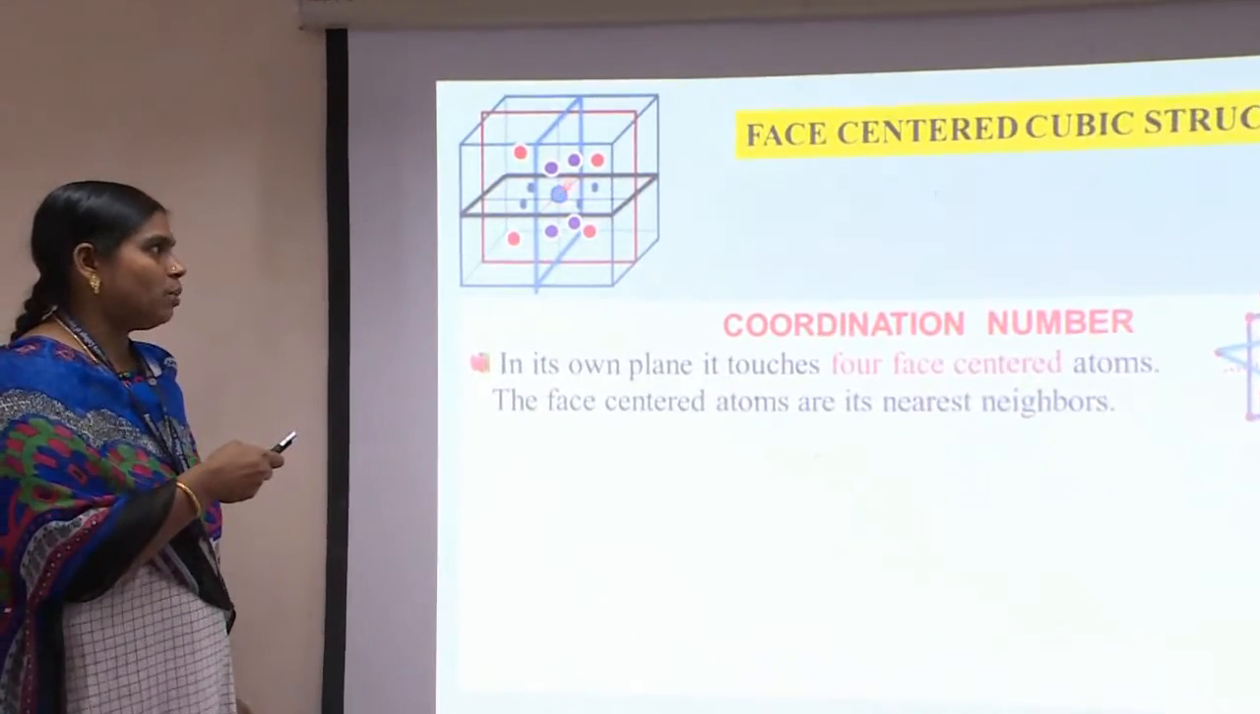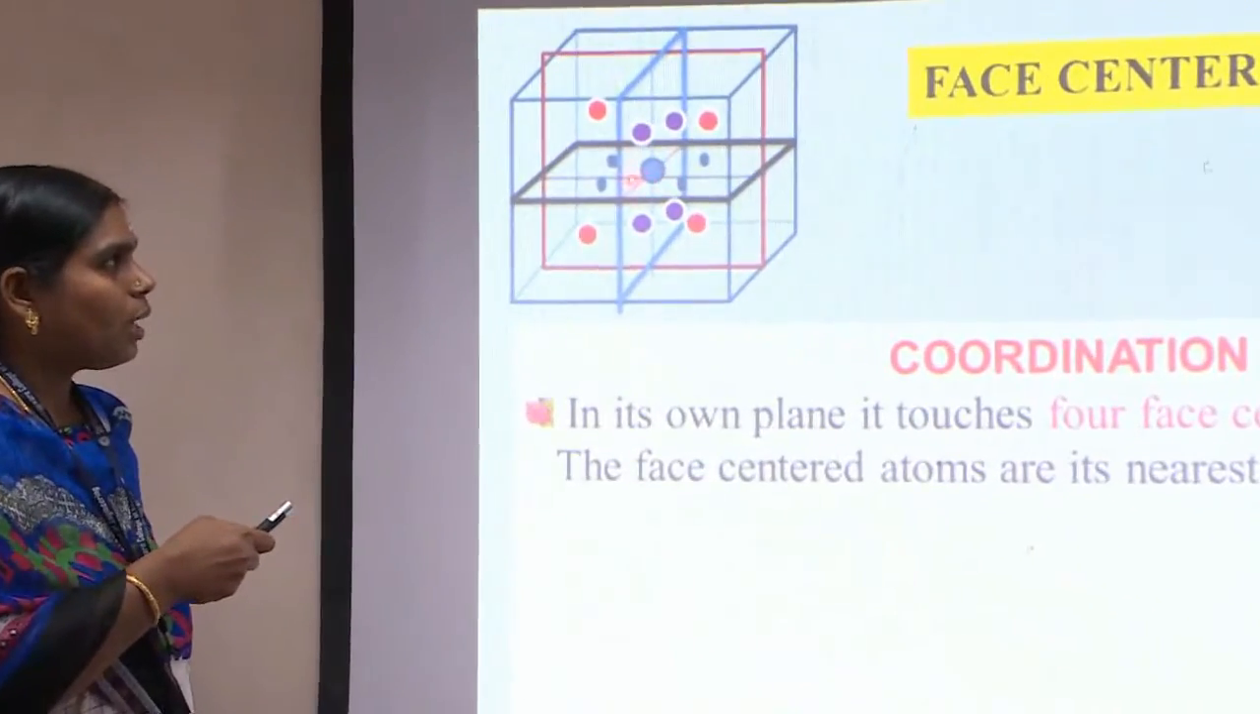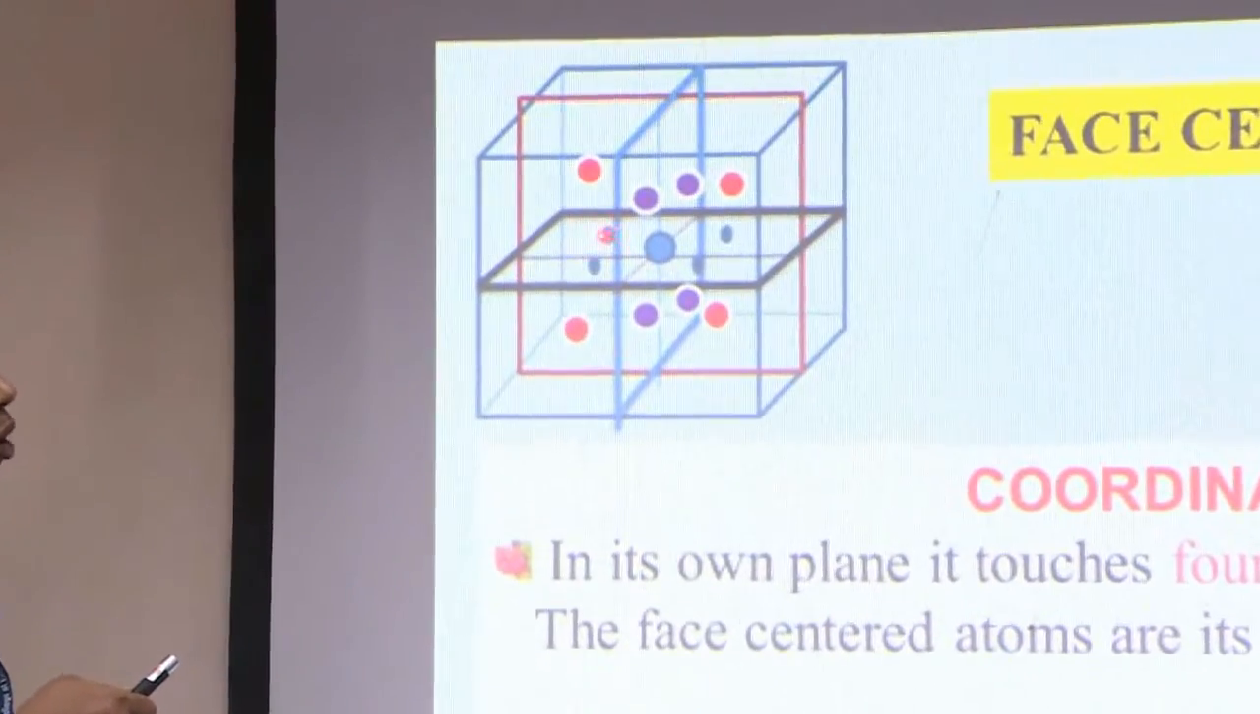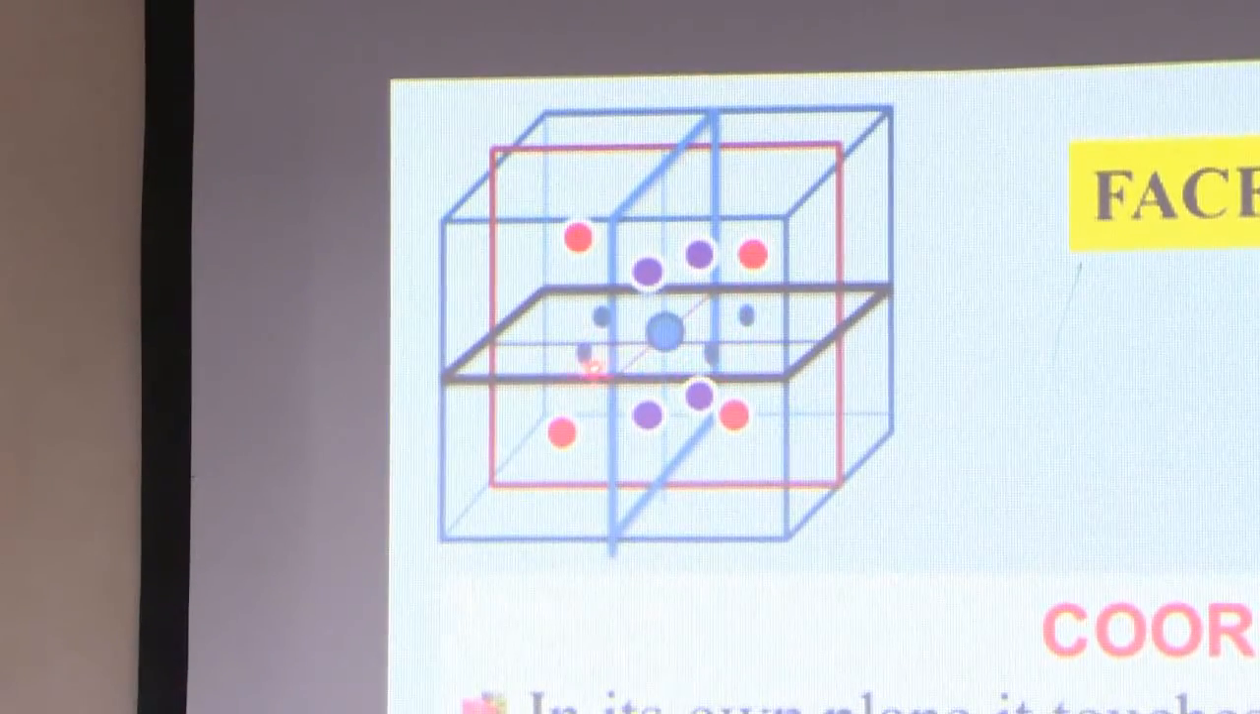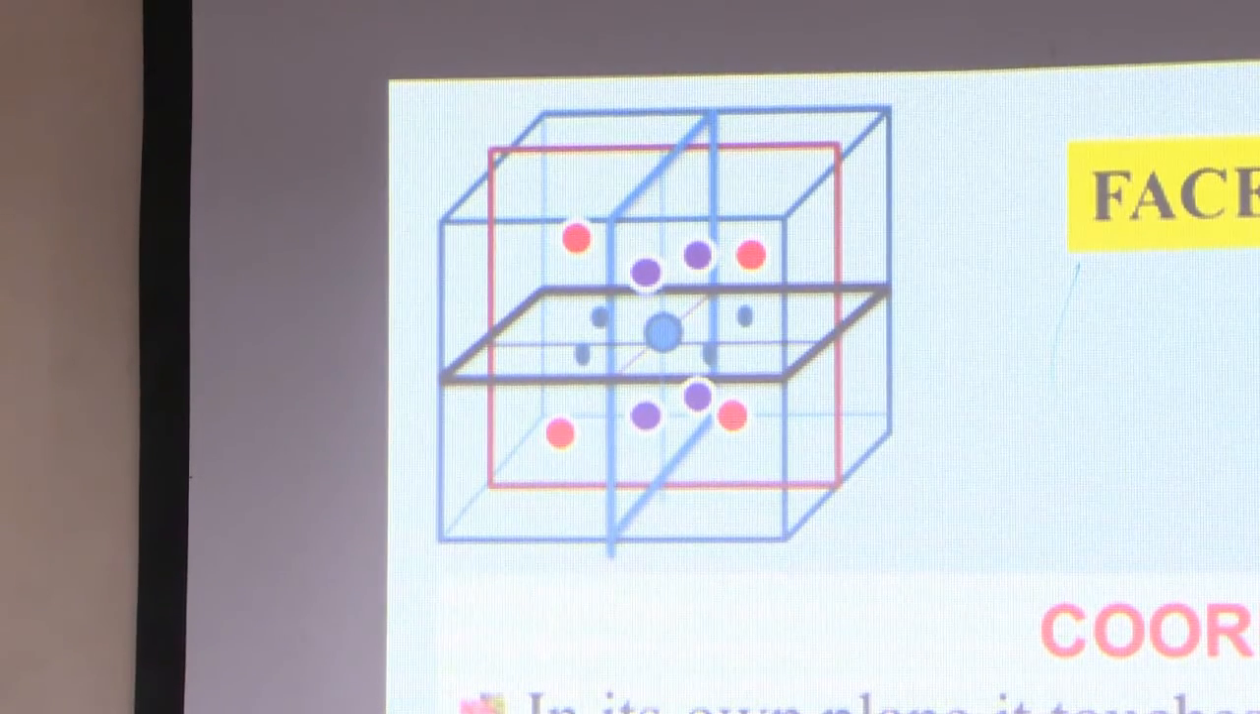How to calculate the coordination number? When you are considering this corner atom, there are 4 face centered atoms here, shown by a small dot, that are the nearest neighboring atoms. Here 2 on the top face, 2 on the bottom face, and 1 each on the left and right. So totally in the same plane 4 atoms, above the plane 4 atoms, and below the plane 4 atoms. So 4 plus 4 plus 4 is equal to 12. This is how we calculate the coordination number.